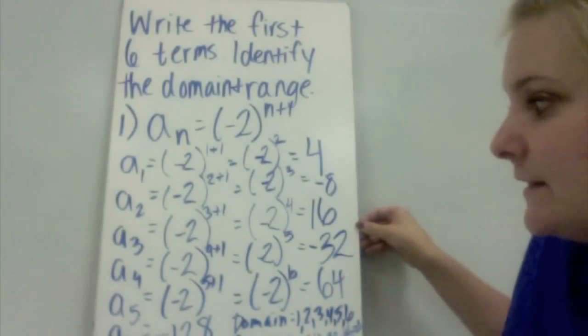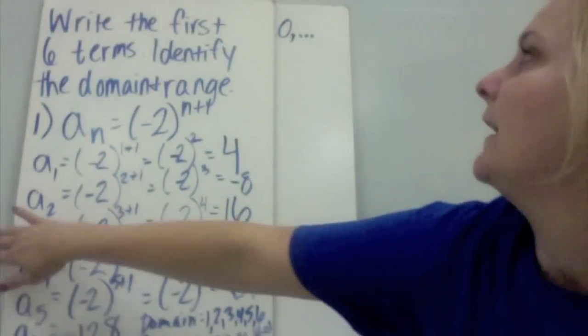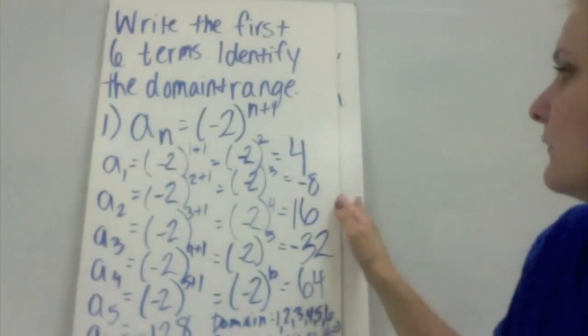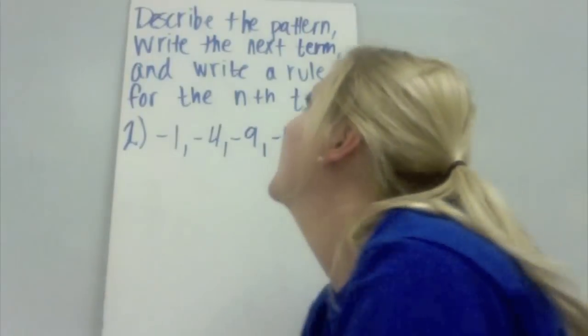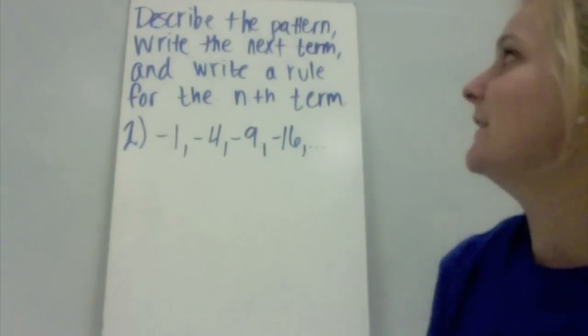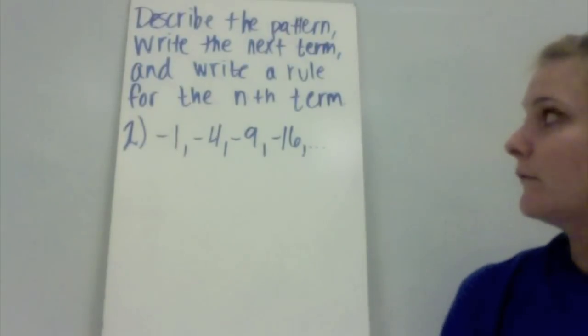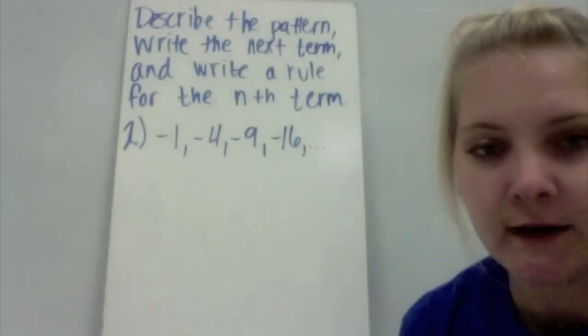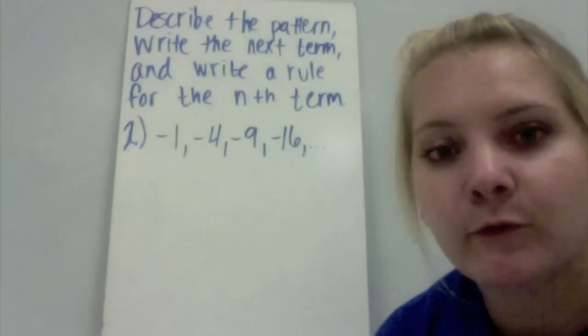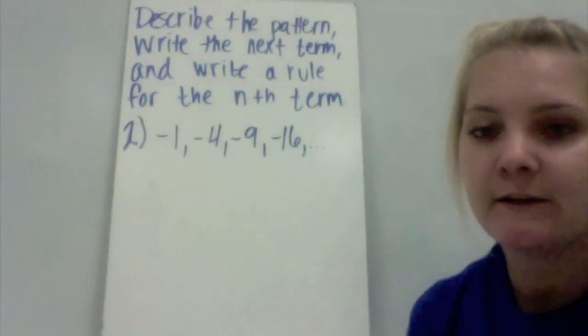All right. The next thing we are going to take a look at is writing a rule or identifying a pattern. We're going to find the next term and then we're going to write a rule for the nth term. So for this first sequence we're looking at, we have -1, -4, -9, -16.